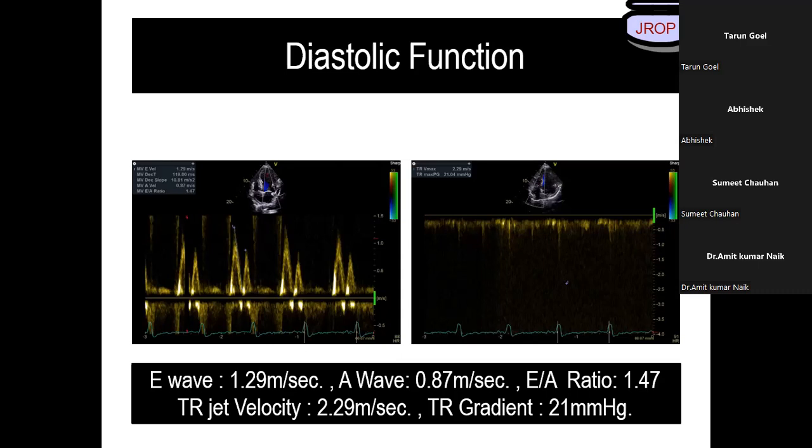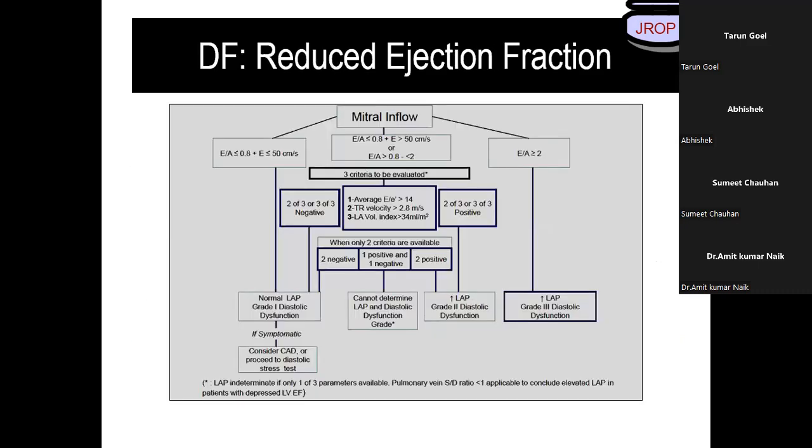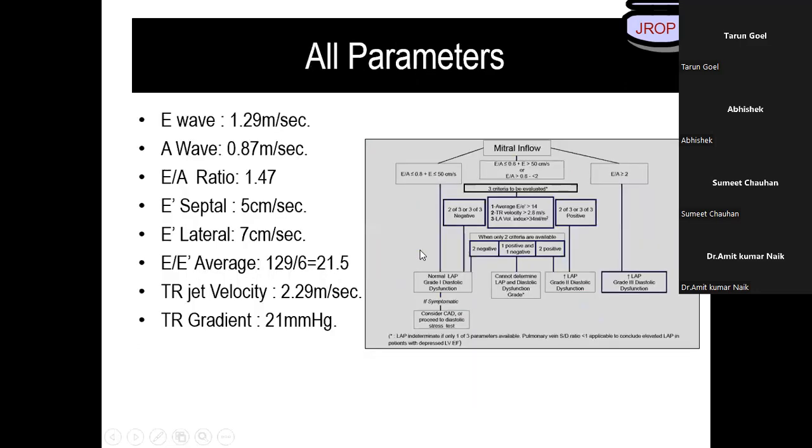Type 2, sir, type 2 diastolic dysfunction. I'm talking of reduced ejection fraction. So look at your values now. The E and A ratio is neither 1 nor 3. Right, yes, sir. The E/A ratio is 1.47.